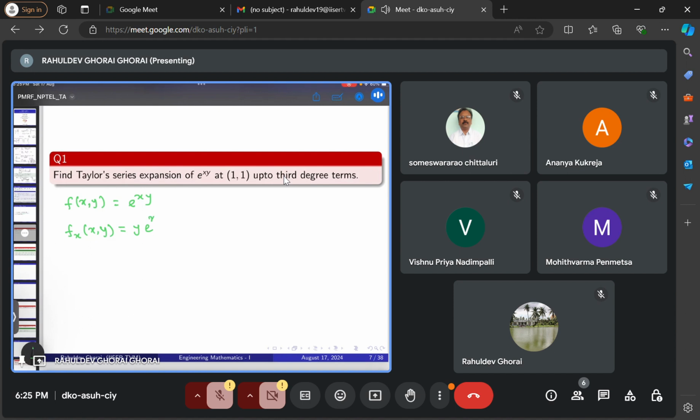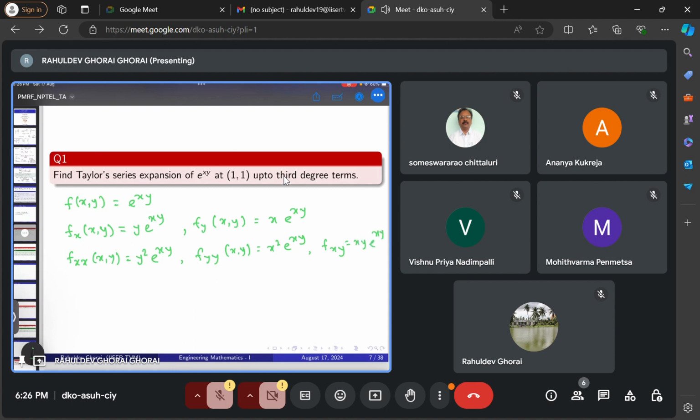What will be the derivative with respect to x? f_x will be y times e to the power xy. And f_y at x, y will be x times e to the power xy. Similarly, f_xx will be y squared times e to the power xy, f_yy will be x squared times e to the power xy, and f_xy will be xy times e to the power xy.